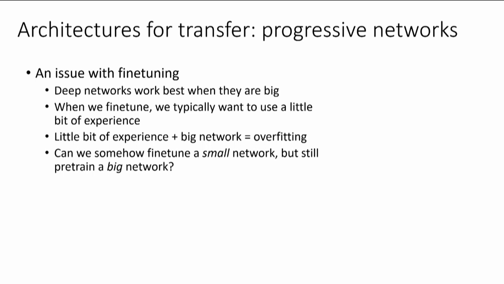So perhaps we can figure out some way where when we fine-tune, we have a small number of parameters that are being trained, but when we pre-train, we have a big network. So can we somehow get the benefit of both? Can we have a big network, but avoid this overfitting by only fine-tuning a small number of parameters?